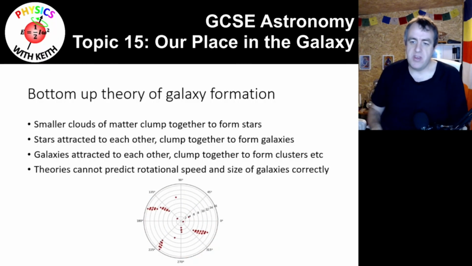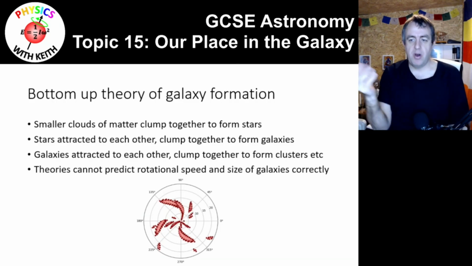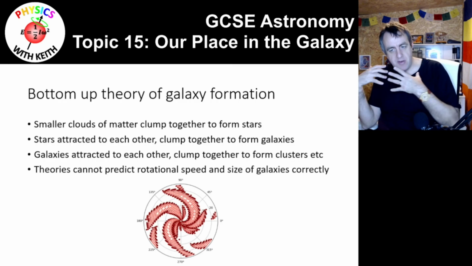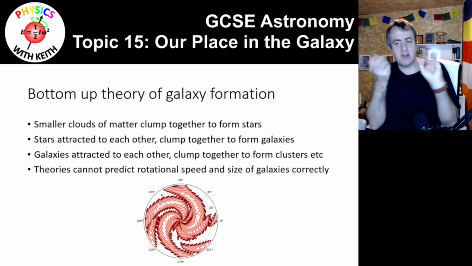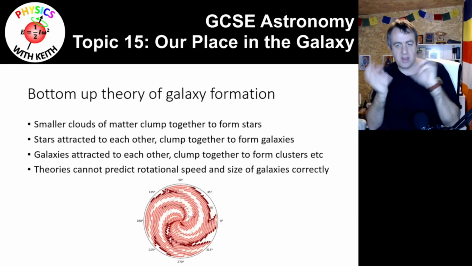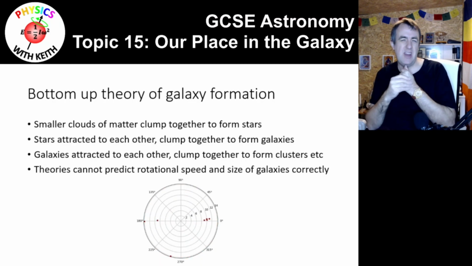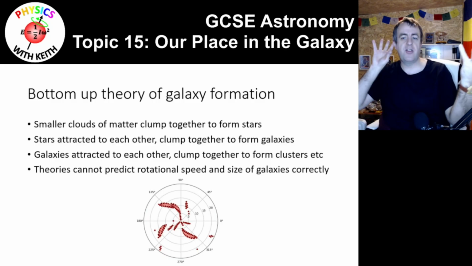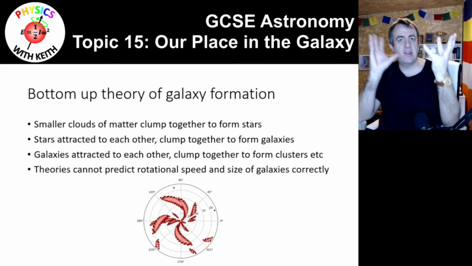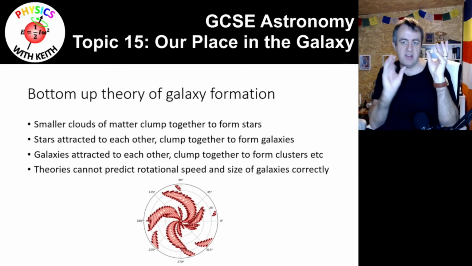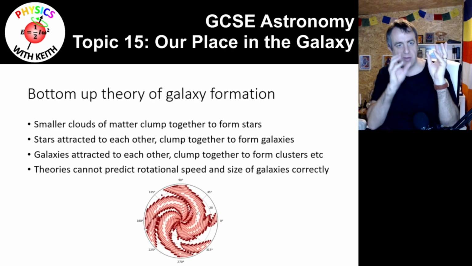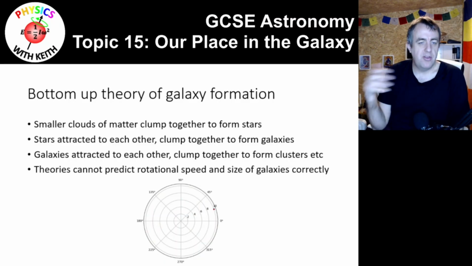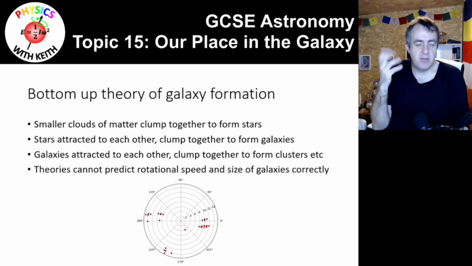So the problem with this bottom-up theory is that you can't make it predict the rotational speeds of the galaxies properly, or the sizes of the galaxies properly. So it actually looks a bit more like it's a mixture of two of these models. There's the top-down model forming galaxies, but there are bits where it is less dense, where the bottom-up theory, where stars are forming first, can also happen. I mean, why not? Why not both of these models happening at the same time? There's no reason why not.